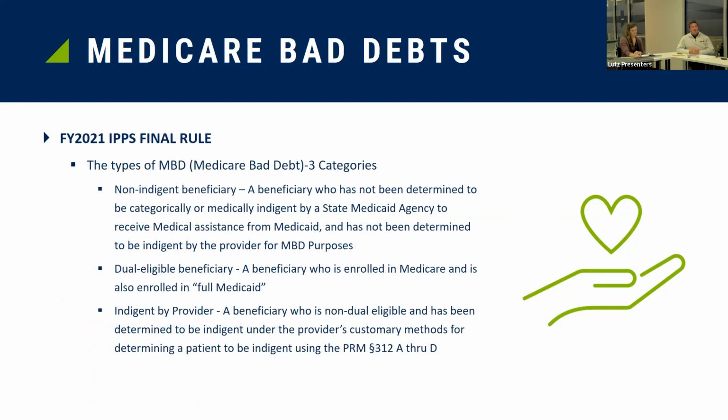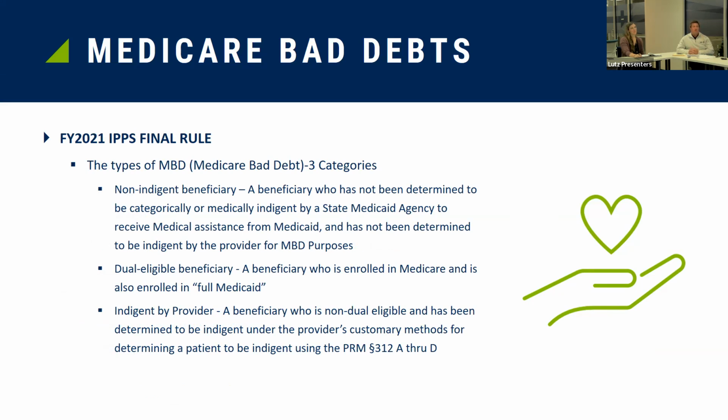So again, I mentioned Medicare clarified some reporting on Medicare bad debts, and that came out in the 2021 inpatient prospective payment system final rule. But it obviously affects all providers, not just PPS providers. They basically, in this new rule, divided Medicare bad debts into 3 categories. I don't know if that makes it easier or harder from a tracking perspective, but it is what it is. So we follow the rules.